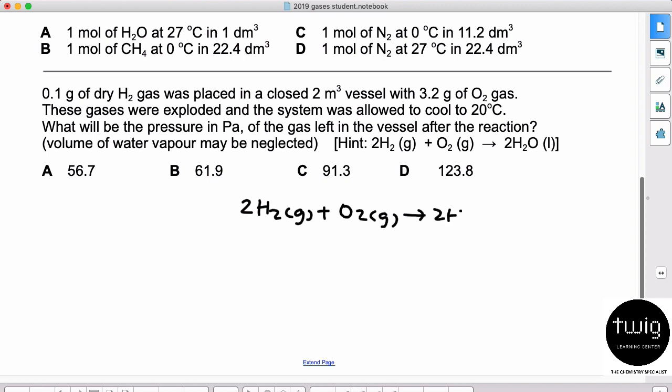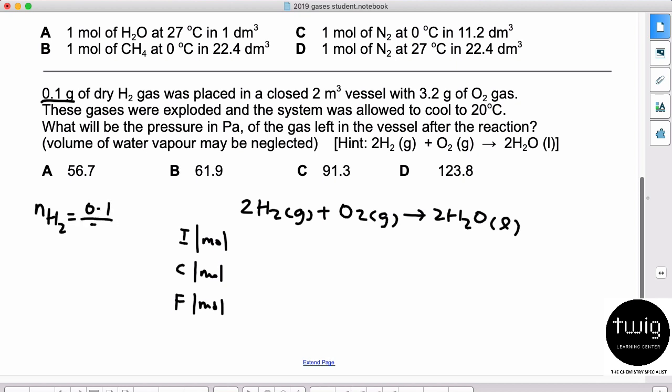Quick one. It gives you water, and I mentioned that you are supposed to write ICF: initial moles, change in the moles, and the final number of moles. So let's see how many moles of hydrogen we have. 0.1 grams of hydrogen. Number of moles of hydrogen is 0.1 divided by 2, where 2 is the Mr of hydrogen, H2. This gives you a value of 0.05 moles.